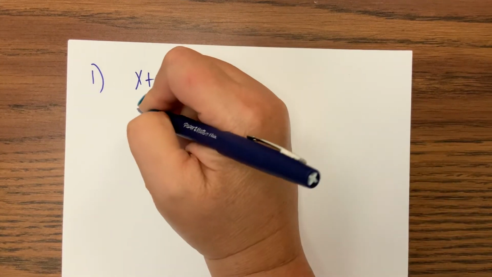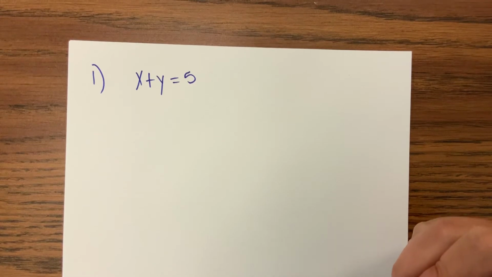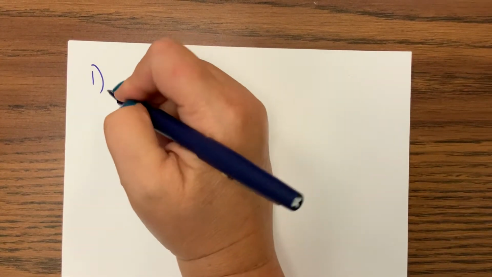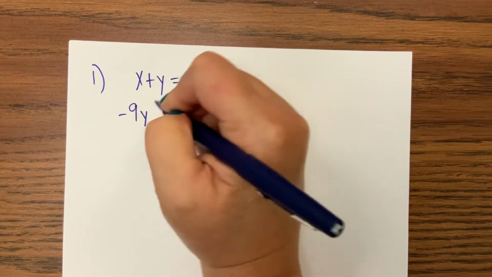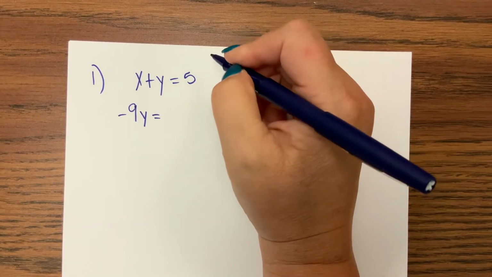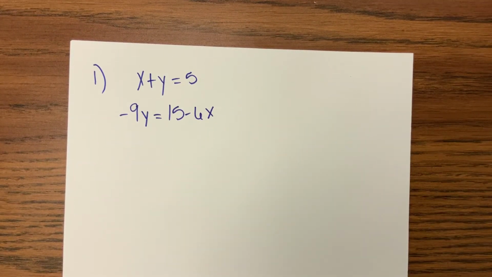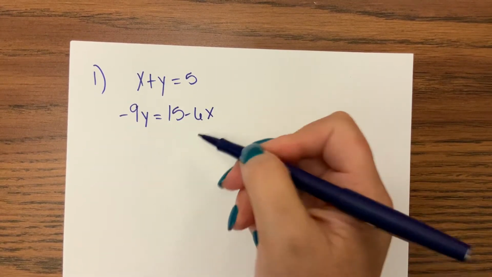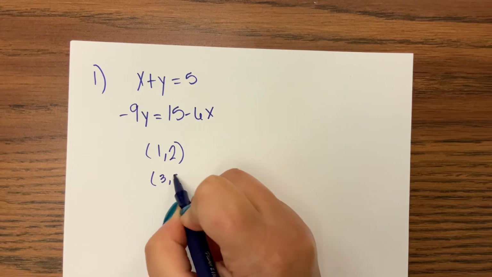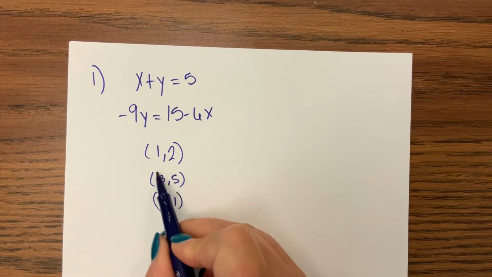So they give you, on this first one, 2 equations, and it says, identify any solutions to the system given below. So they give you 2 equations, and then they want you to check solutions that they have listed below. So there's our 2 equations, the 2 that I'm gonna do, and then we're gonna check solution 1, 2, 3, 5, 4, 1.